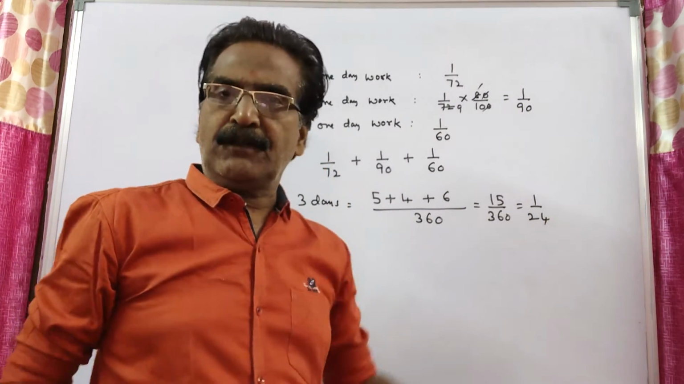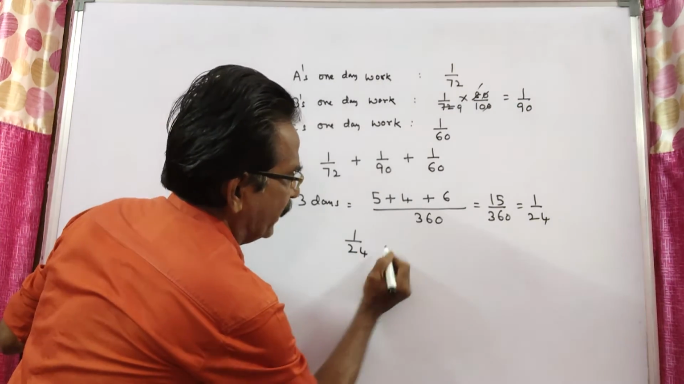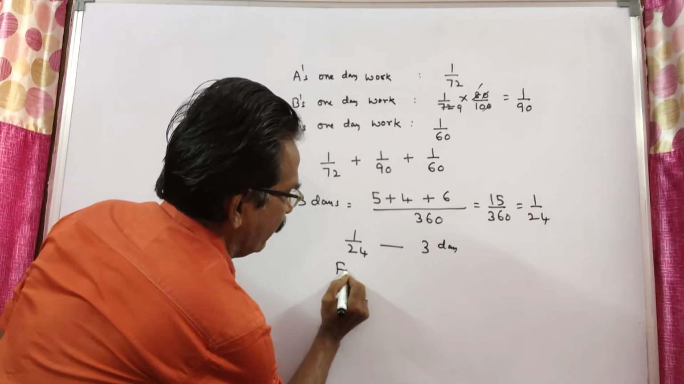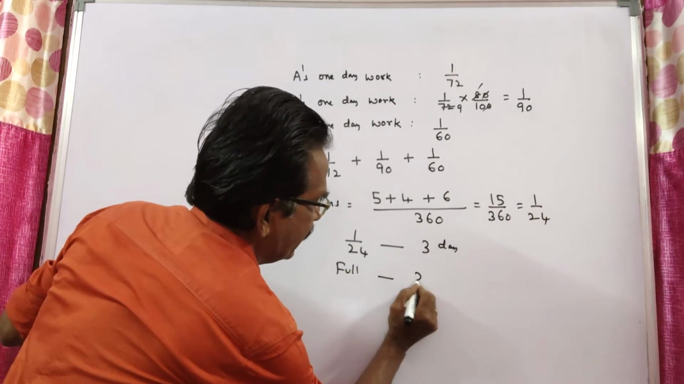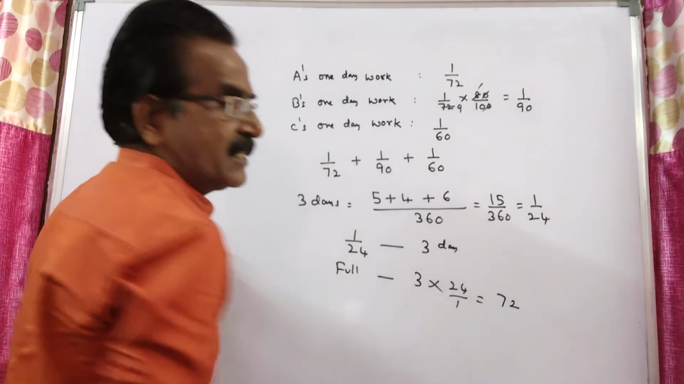In every 3 days, 1 by 24 work is completed. So, full work is completed in 3 into 24 by 1, that is equal to 72 days, friends.